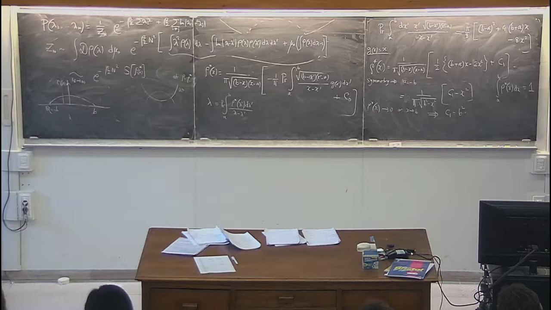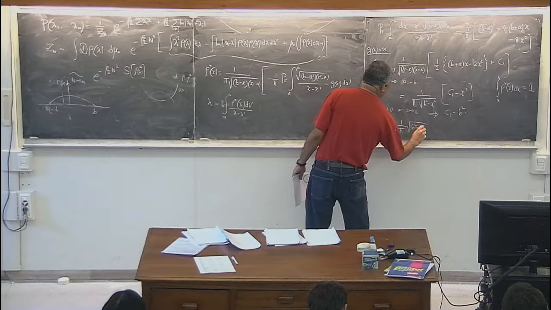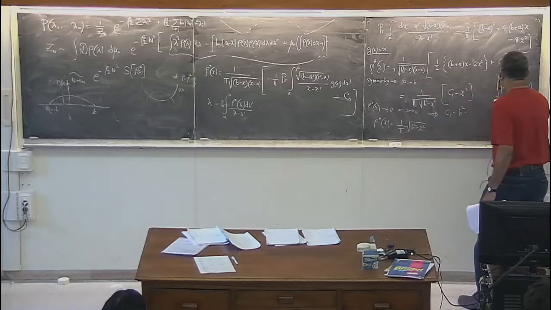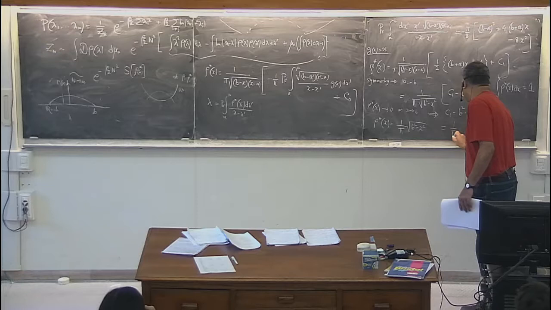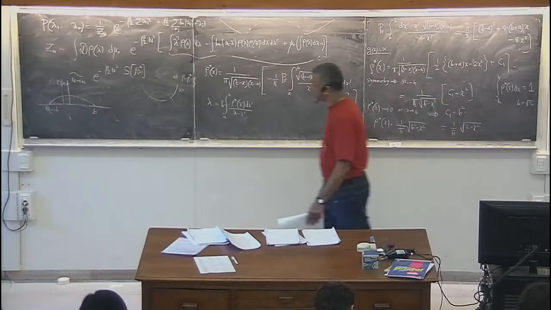So once you have that, in order that the density vanishes, the final answer is 1 over pi square root of b squared minus x squared. But now you use the boundary condition, because a is minus b. If you put this factor together, you find this is 1 over pi, and b must be equal to square root of 2. So 1 over pi square root of 2 minus x squared. This is what is called the Wigner semicircular law.